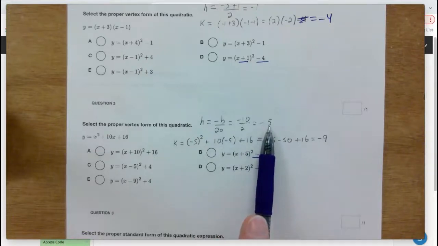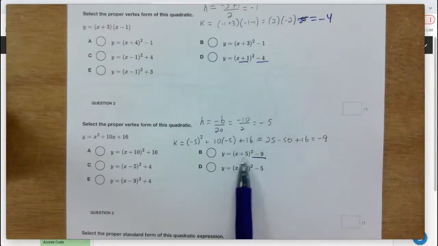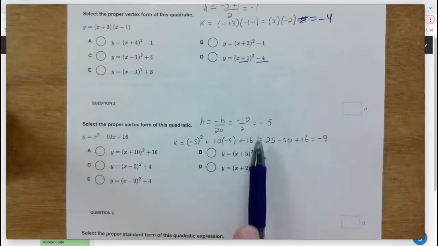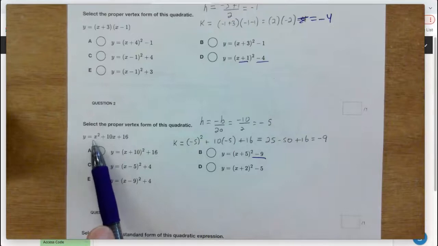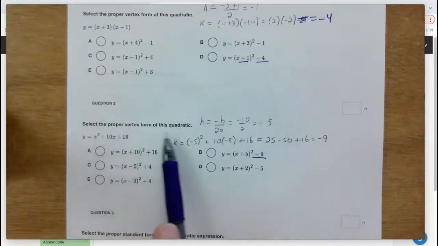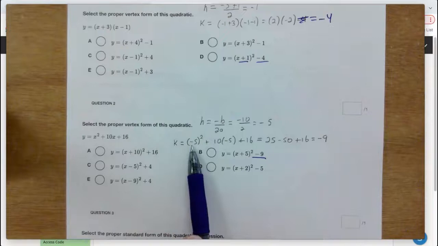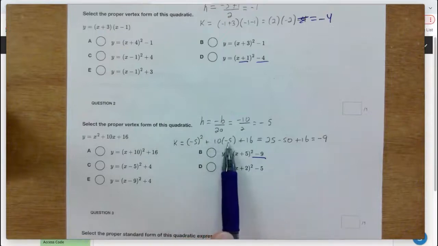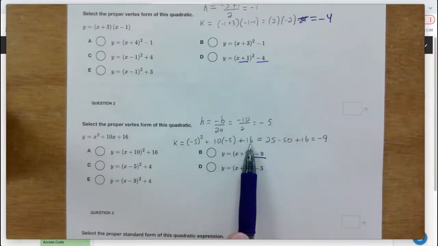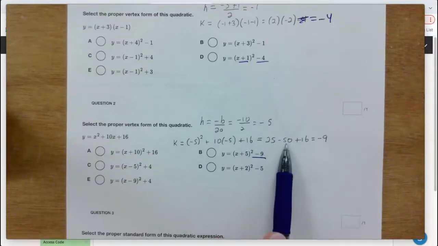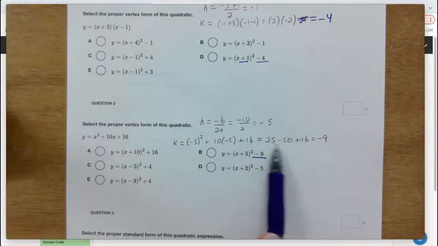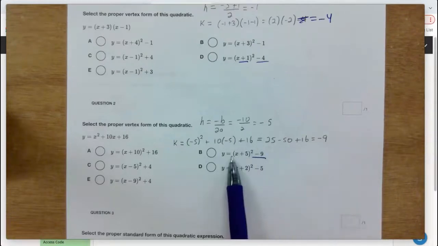So I'm looking for something that says (x plus 5) squared on the inside. There it is right there. But just double check: put the -5 in for x there and there. So -5 squared, then plus 10 times -5 plus 16. Again, you get that look where 25 and 50, the second one is twice as big as the first. I got -9, and of course, here's my answer then.